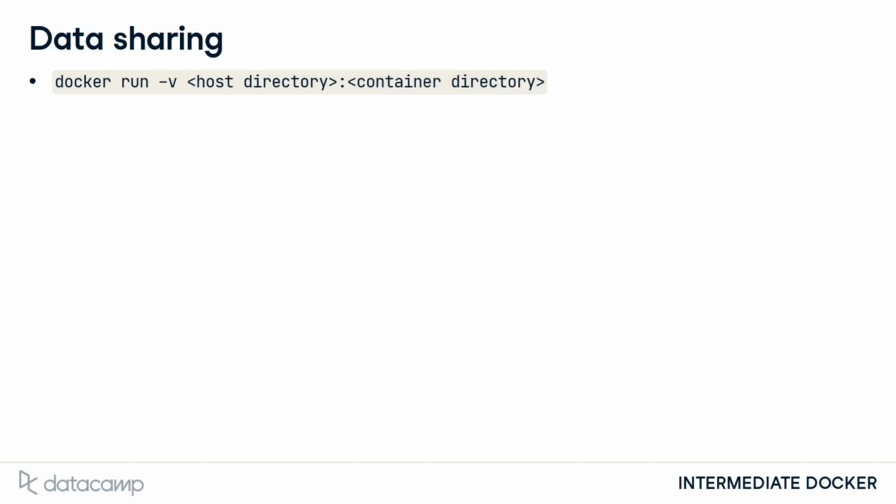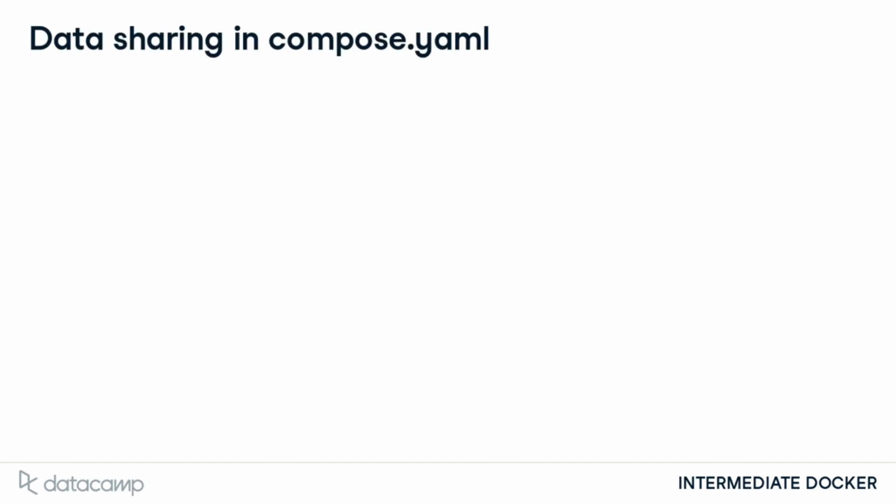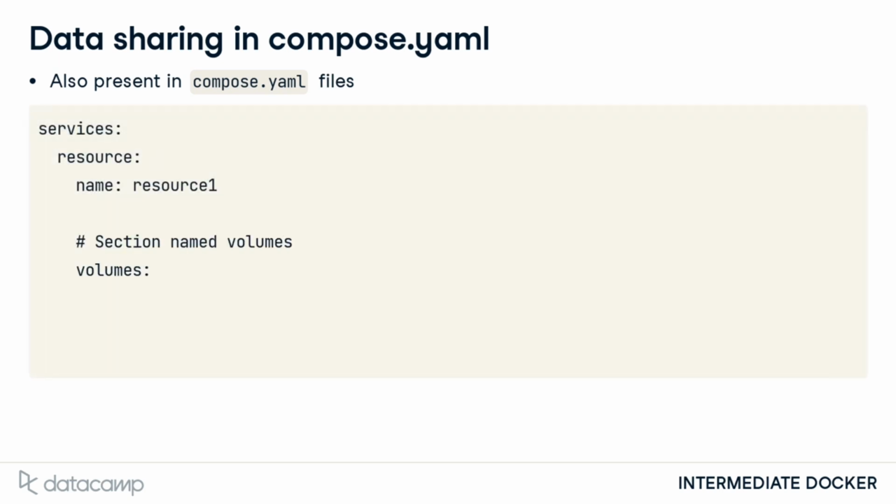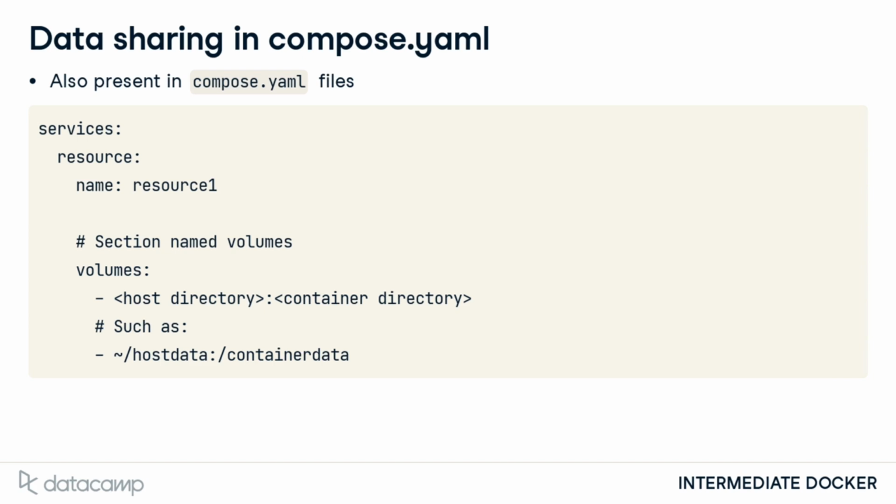This is handled with the docker run -v command, followed by the host directory:container directory. For example, we can use -v ~/host_data:/container_data. One piece we had not covered previously is bind mounts can be applied in compose.yaml files as well. Under each resource directory, we can use the volumes option as shown. Under the volume options, we can use the list syntax in YAML, starting with a - host directory:container directory.